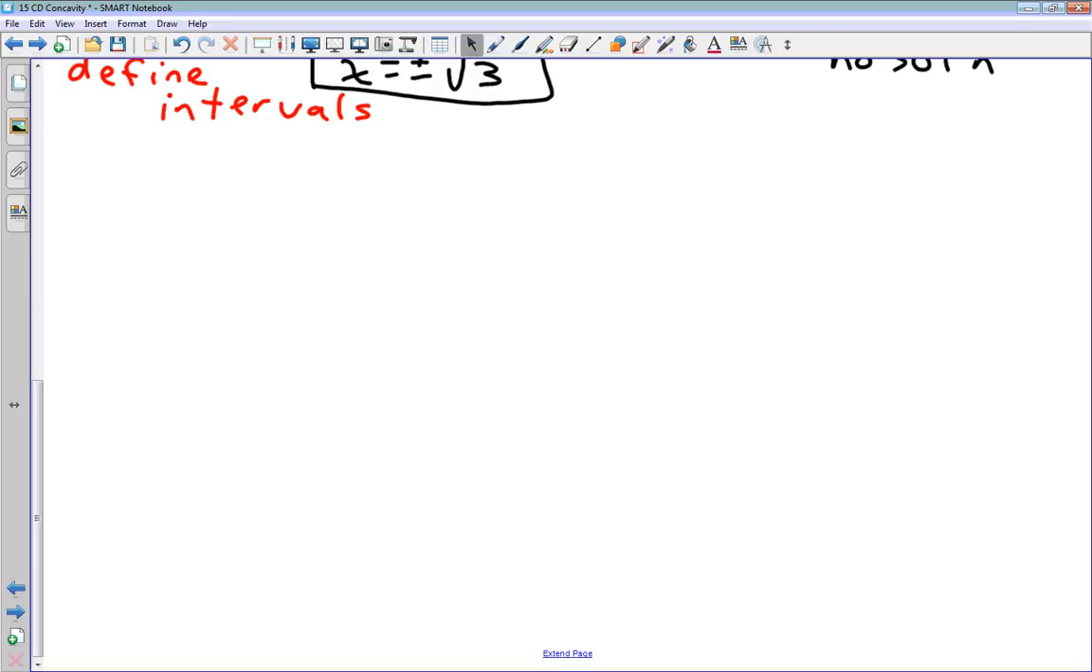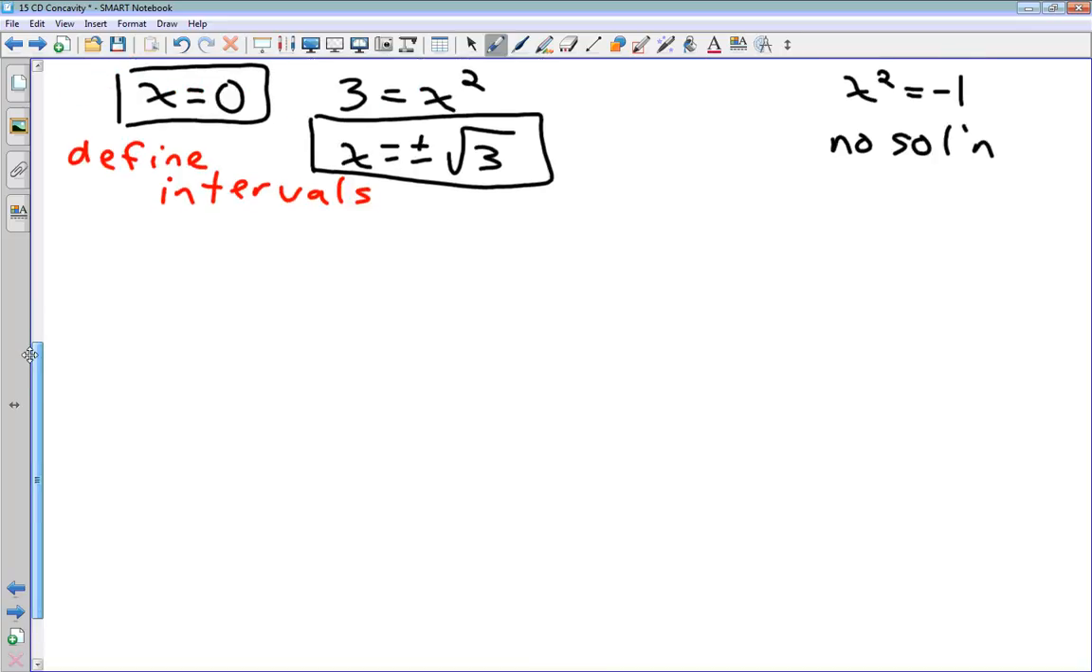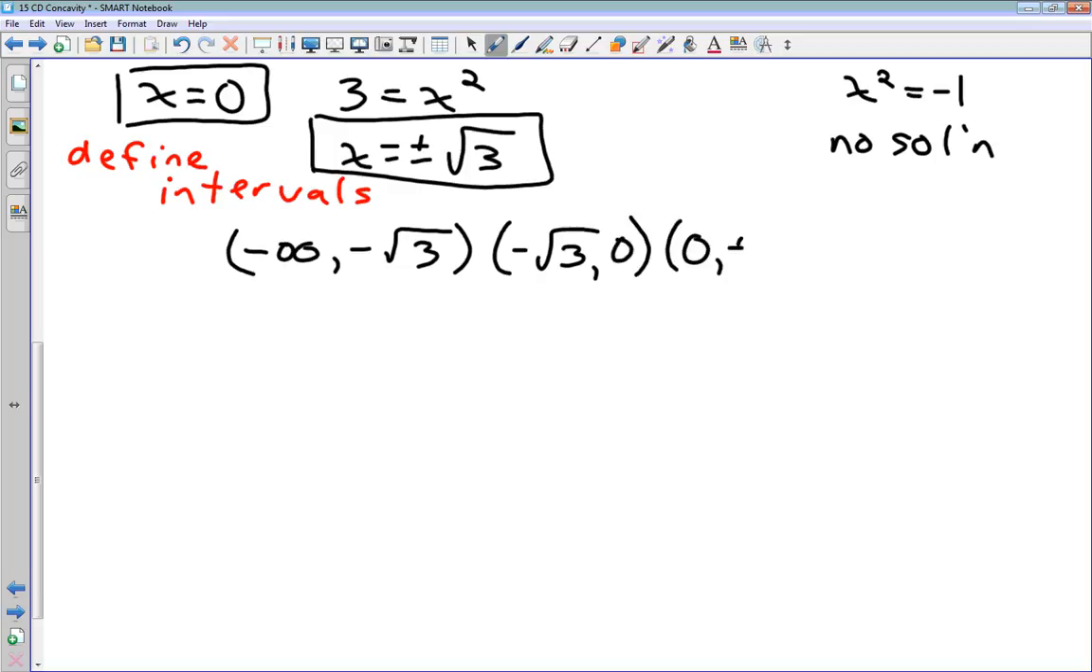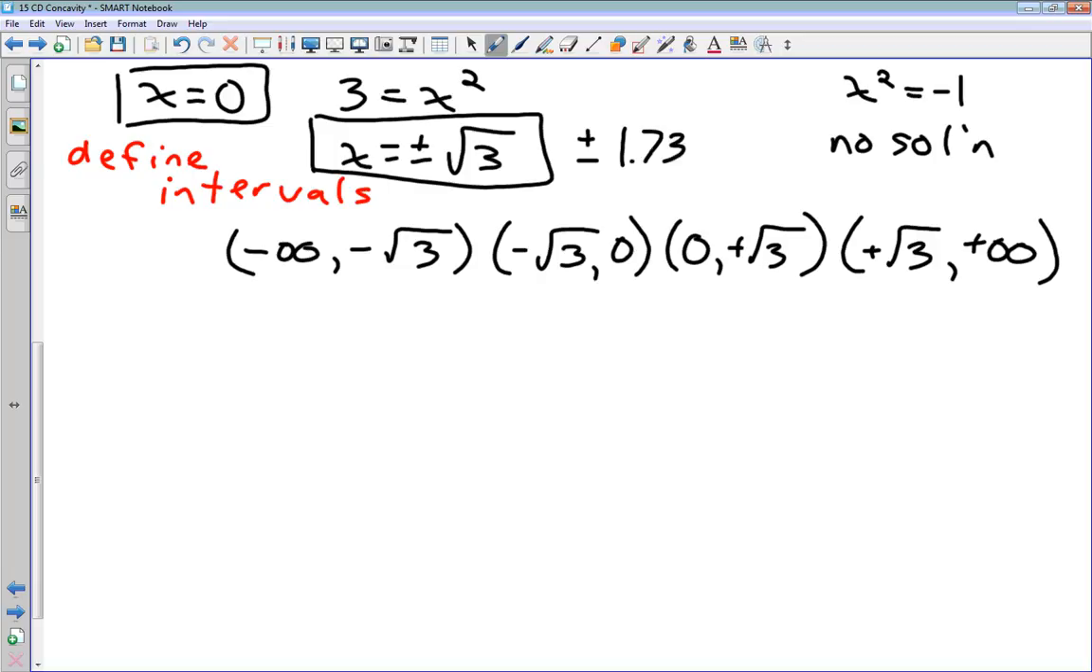So our intervals are going to go from negative infinity to negative root 3, from negative root 3 to 0, from 0 to positive root 3, and then from positive root 3 all the way up to positive infinity. And it's kind of helpful when you're doing this to sometimes evaluate these roots. So root 3 is 1.73 approximately. So just keep that in the back of your mind when you're maybe picking a test value in each of these intervals here.